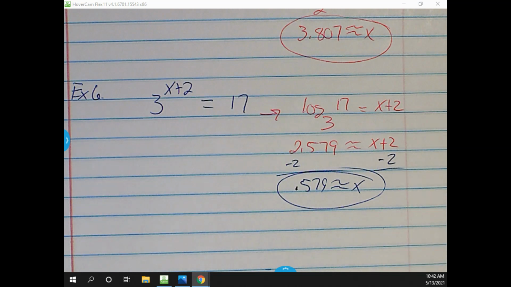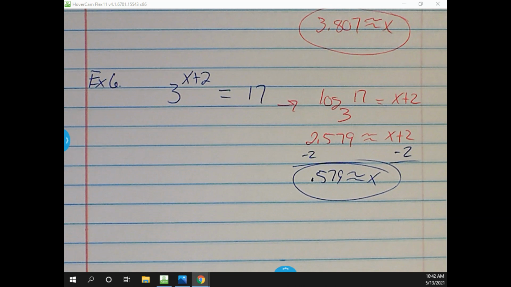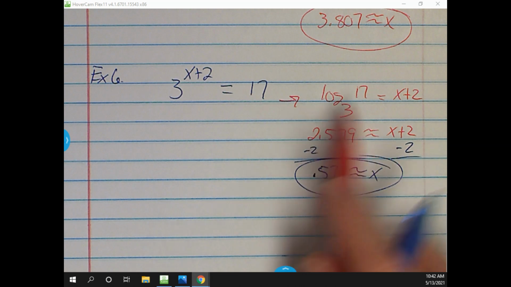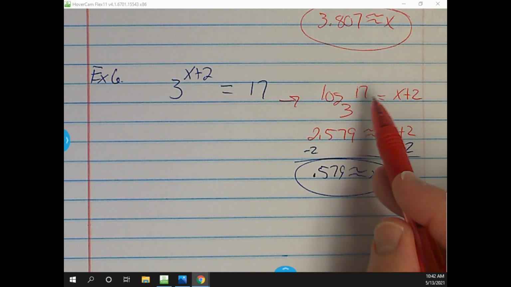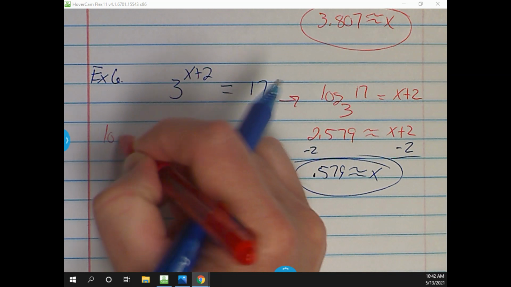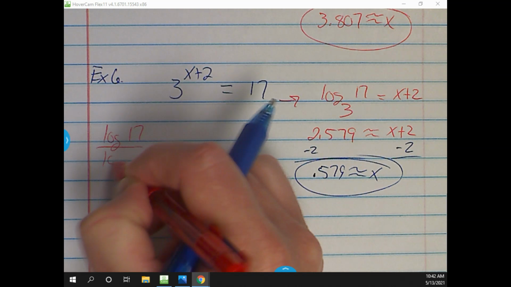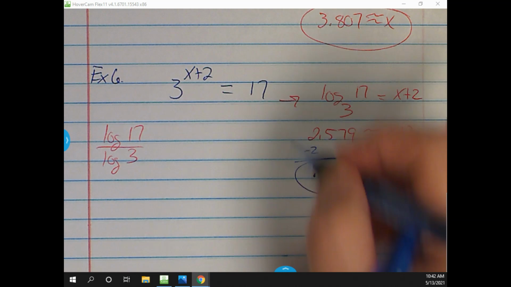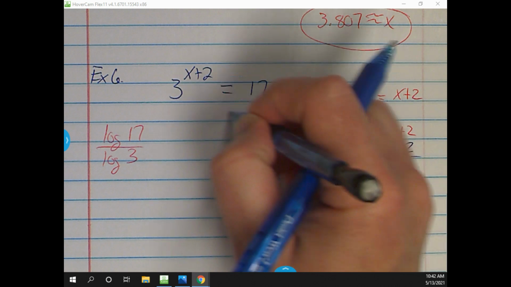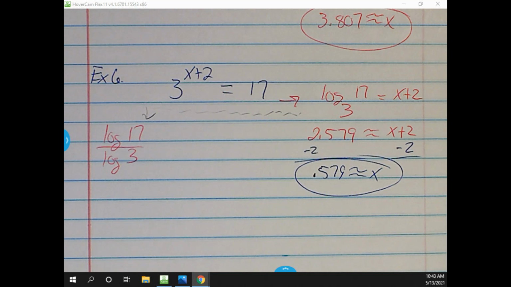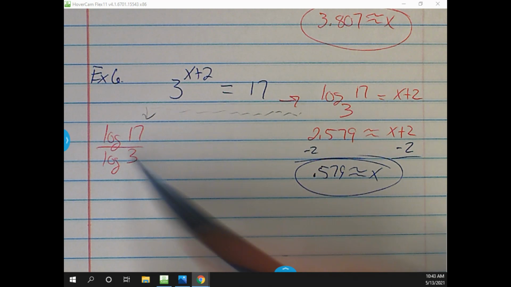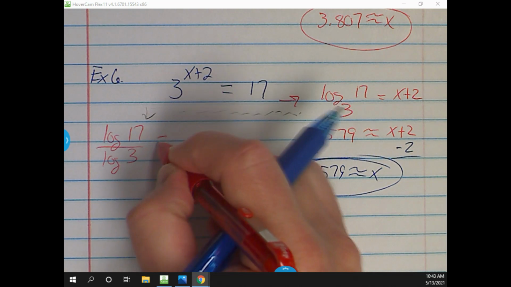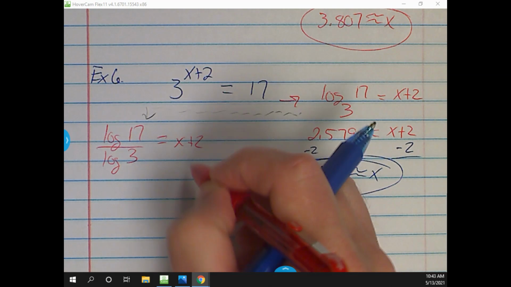Now, I don't think it happens this time, but I have seen some books that would tell you to leave this answer in log form. To put this answer in log form would be this, where we were doing log of 17 divided by log of 3. Again, I don't remember seeing any of these. But sometimes they would ask you to put it in log form. So you would go ahead and do log 17 divided by log of 3 equals x plus 2. And then you would subtract the 2 from both sides.